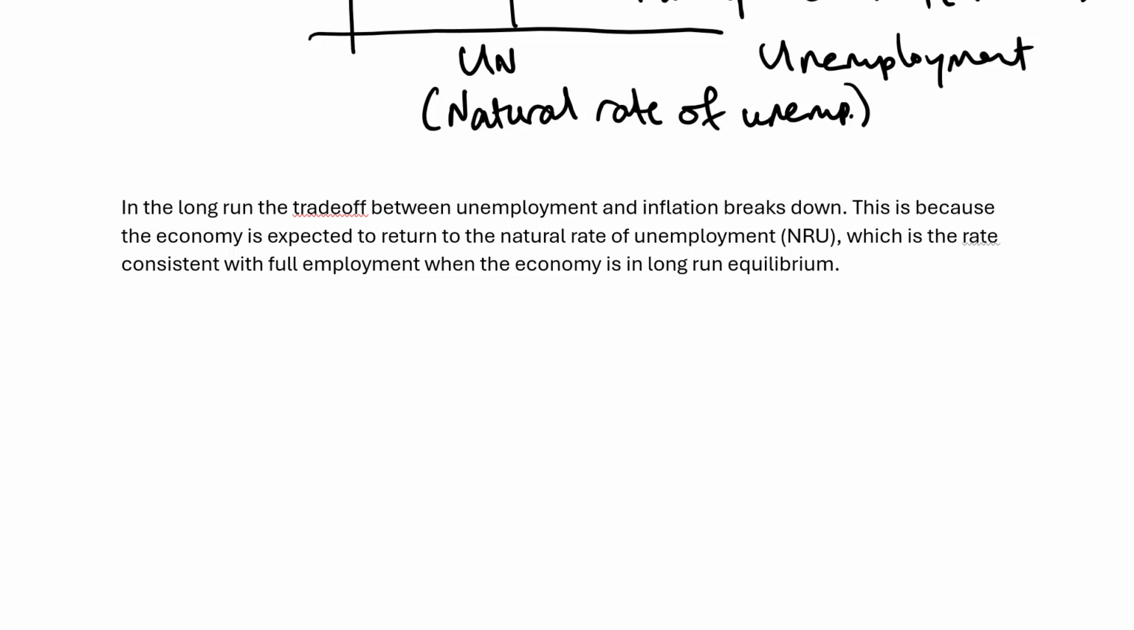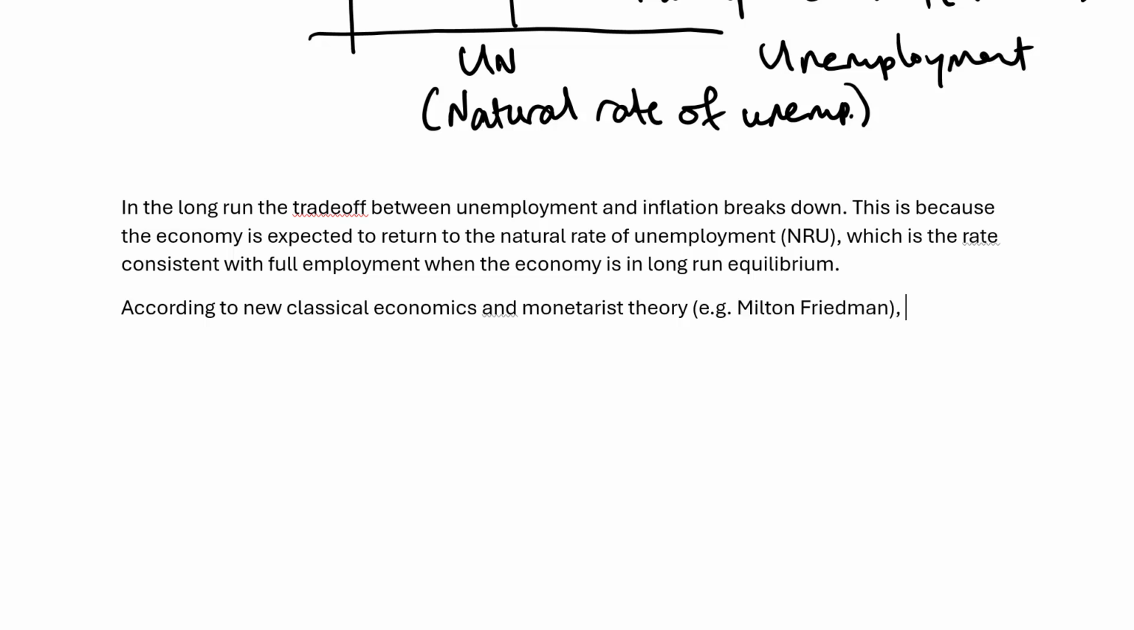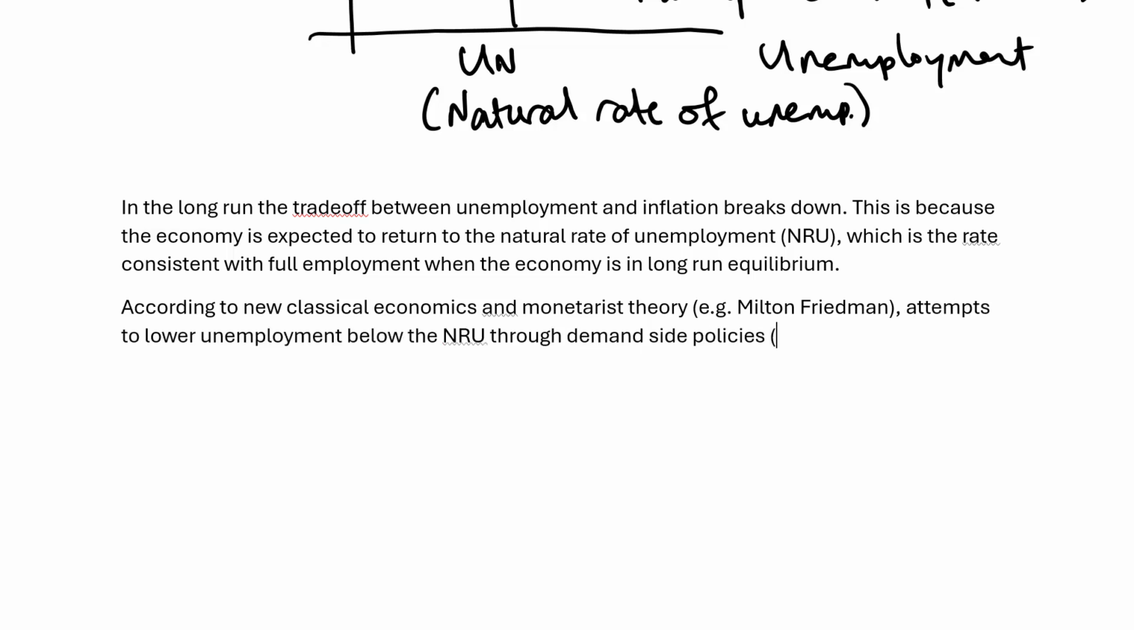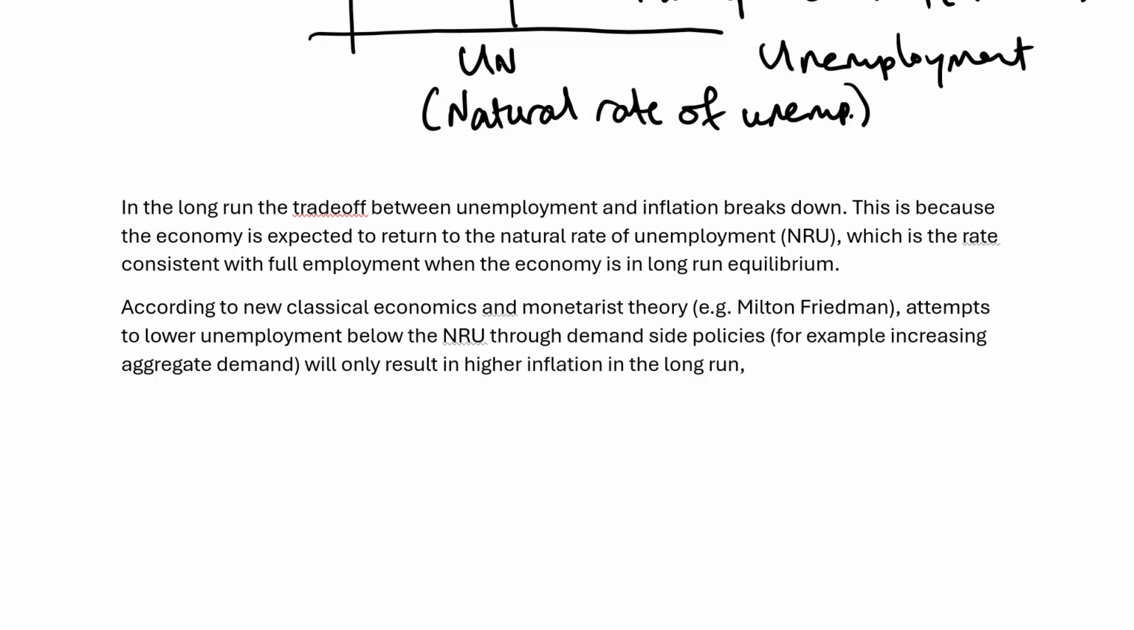According to new classical economics and monetarist theory, for example Milton Friedman, attempts to lower unemployment below the NRU through demand-side policies, for example increasing aggregate demand, will only result in higher inflation in the long run, without permanently lowering unemployment.